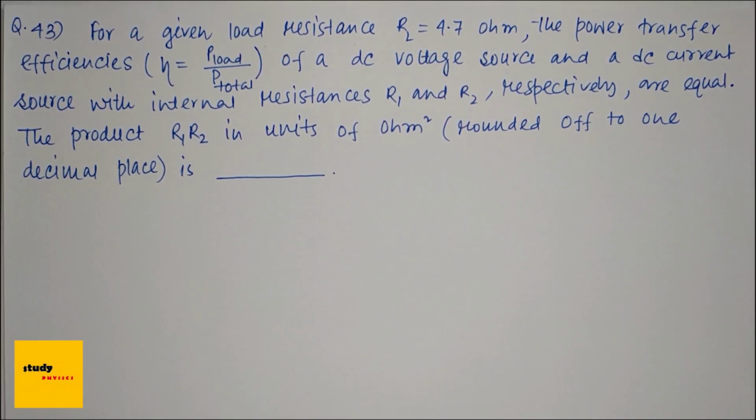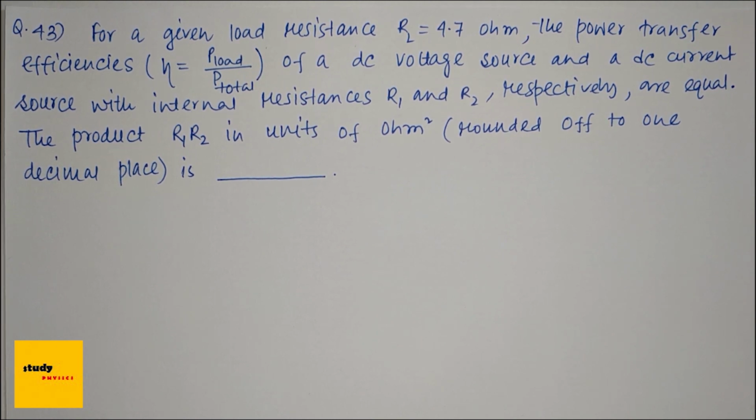This is question number 43. For a given load resistance RL equal to 4.7 ohm, the power transfer efficiency is eta equal to P load divided by P total of a DC voltage source and a DC current source with internal resistances R1 and R2 respectively are equal. The product R1 R2 in units of ohm square is?